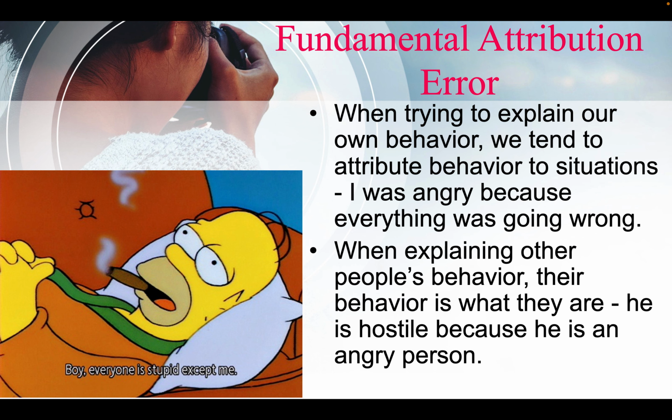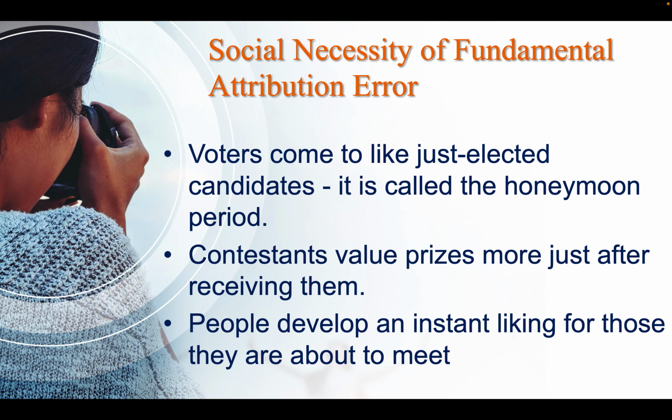When trying to explain our own behavior, we tend to attribute behavior to situations. I was angry because everything was going wrong. When explaining other people's behavior, their behavior is what they are. He is hostile because he is an angry person. Voters come to like just elected candidates, and this is called the honeymoon period. Contestants value prizes more just after receiving them. People develop an instant liking for those they are about to meet.